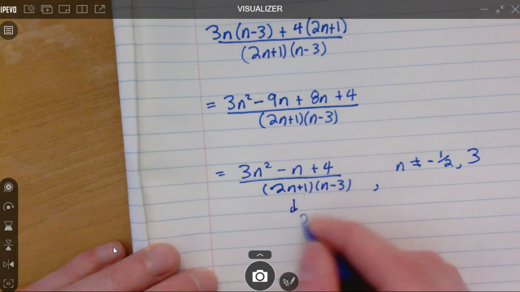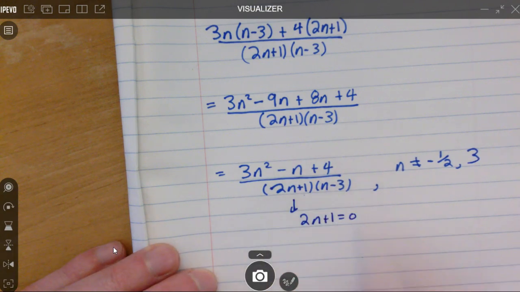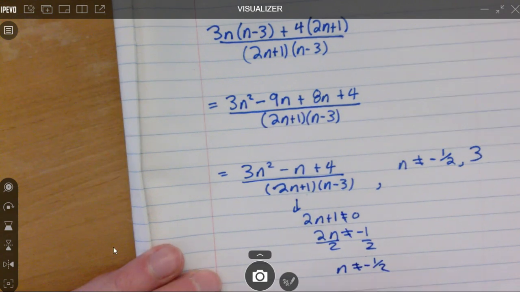If you'd rather, you could just set 2n plus 1 equal to 0. That's what it can't equal. When I move the 1 to the left side, then I can just divide by 2. So that's how I get n cannot equal -1/2. So I've stated my restrictions, I've got a common denominator, and I've simplified.